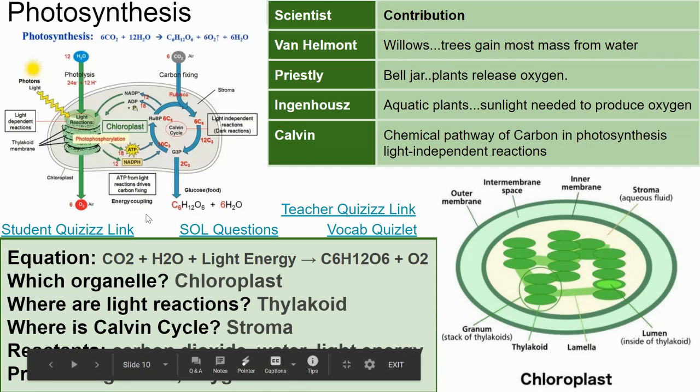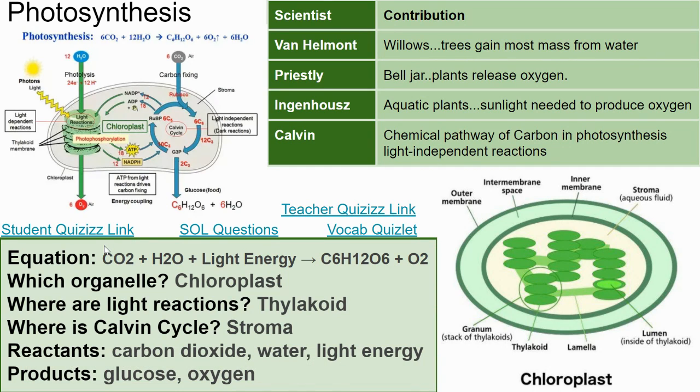So what is photosynthesis? Well, the equation for photosynthesis is CO2, or carbon dioxide, plus H2O, water, and light energy react to form C6H12O6, which is glucose sugar, and O2, which is oxygen. So that's the overall equation, but let's break that down a little bit more. Like I said, that takes place in the chloroplast.